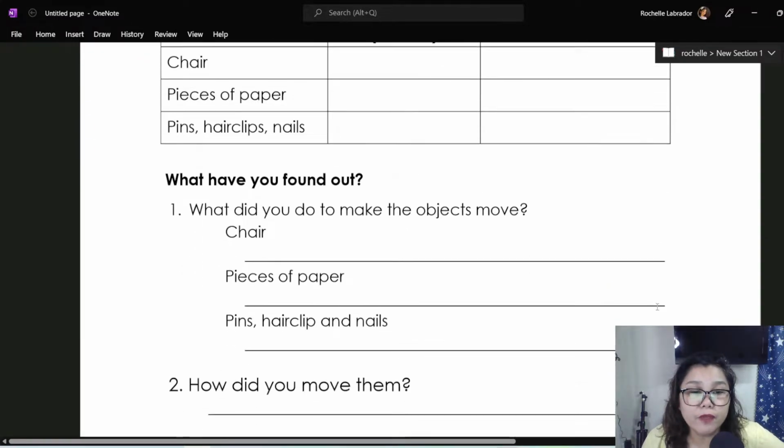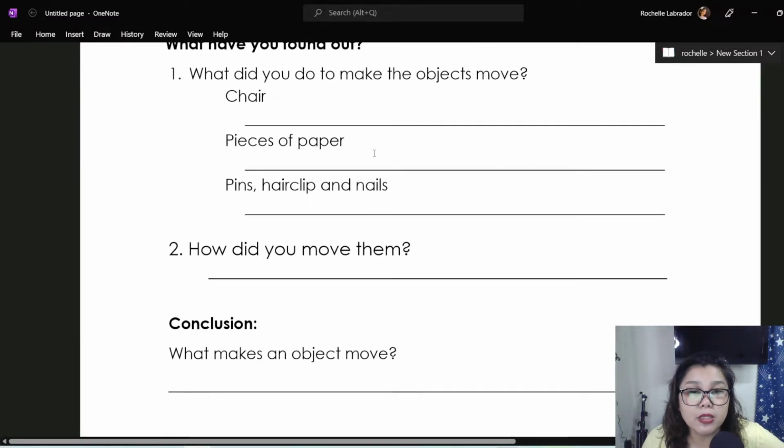Okay, what have you found out? What did you do to make the objects move? So this is about the actions that you've done. So, beginning with chair, what did you do? Pieces of paper, pins, hair clip, and nails. So, what did you do that made them move? And then, how did you move them? So, just use short answers.